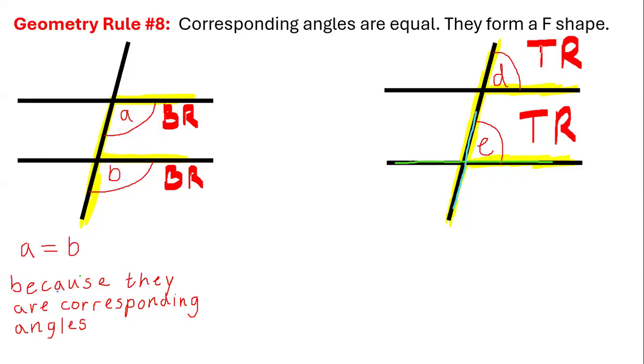So we have top right and we have top right. What word do we use to describe these angles? Corresponding. Corresponding angles. Very good. And what do we know about corresponding angles? They're equal. Very good.